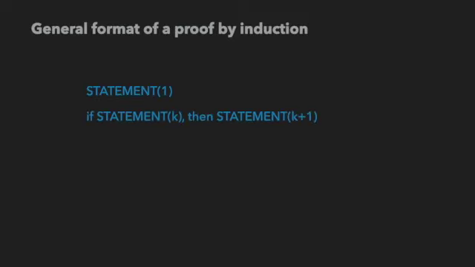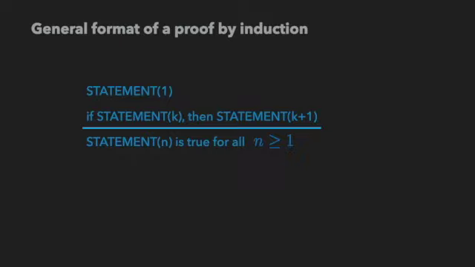The general format for a proof by induction is to first show that the statement is true for some base case. Next, we show that if the statement is true for a given k, then it is true for the next k. We can conclude that since it is true for 1, then it is true for 2. Since it is true for 2, then it is true for 3. Since it is true for 3, then it is true for 4, and so on. We conclude, and we are using the principle of logic here, that the statement must be true for all n greater than or equal to the base case.